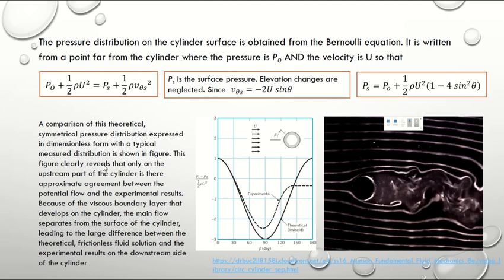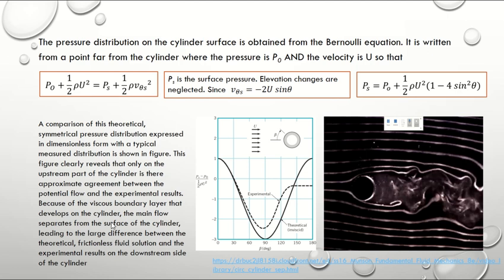This figure clearly reveals that only on the upstream part of the cylinder is there approximate agreement between the potential flow and the experimental result. As you can see, the dashed line is the experimental result, and the solid line represents the theoretical one, which is based on this equation. The result matches only in the upstream region, around 30 degrees, in front of the circular cylinder.